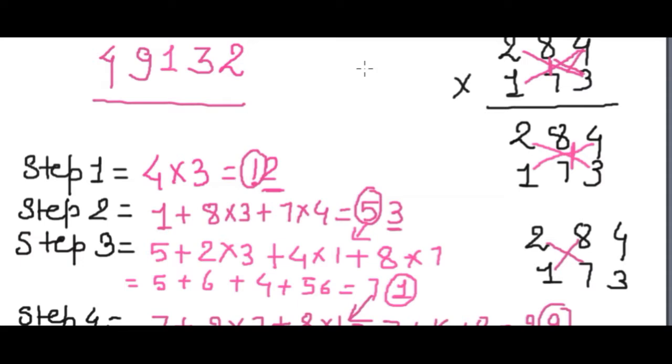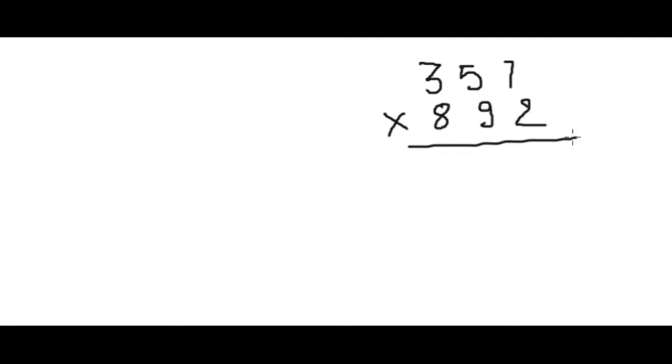It looks like this is a very long process, but once you start practicing this, it will be very easy for you and give you the correct answer very easily. So let's go to the next example. 357 multiplied by 892.